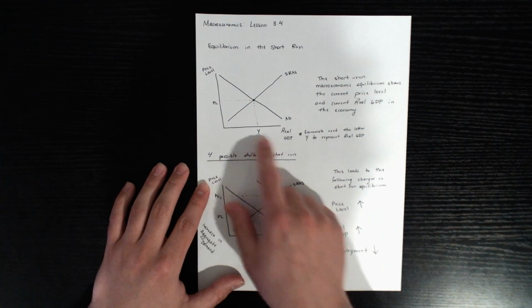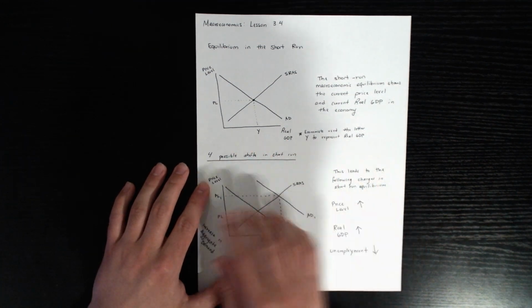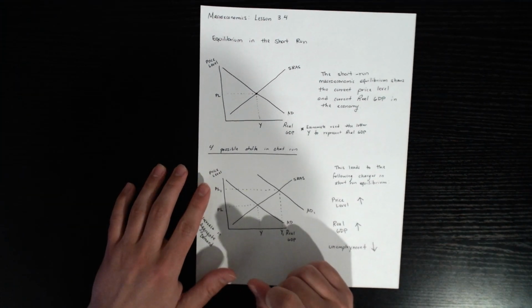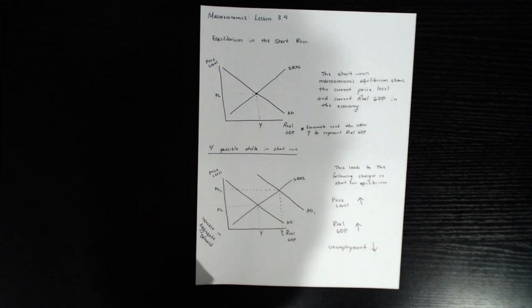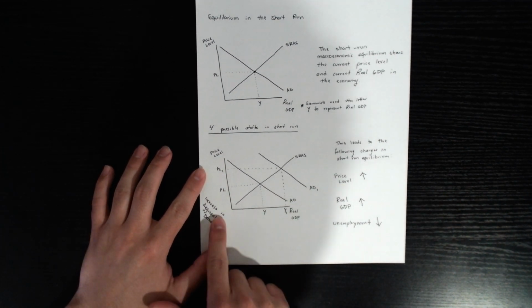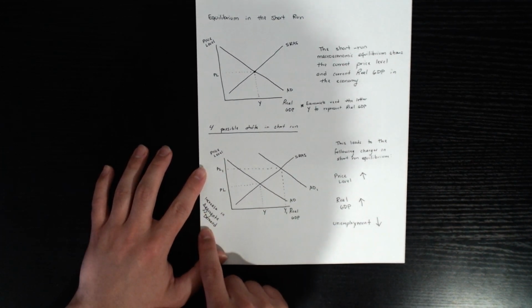Remember that we use the letter Y to represent real GDP, but this equilibrium can shift just like the regular demand and supply ones could shift. So here we're going to look at the first possible shift. This is an increase in aggregate demand right there.